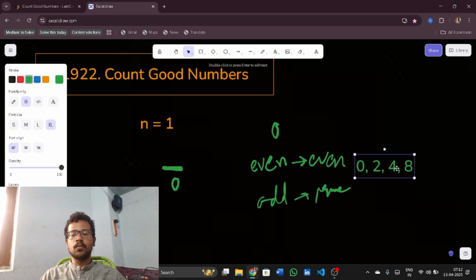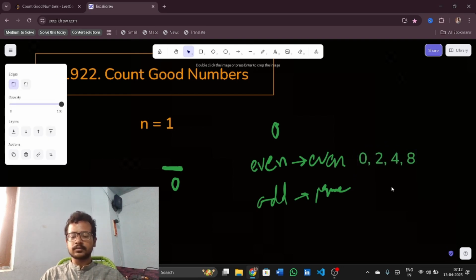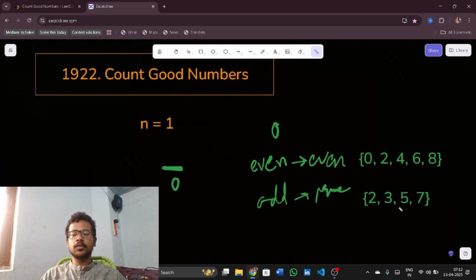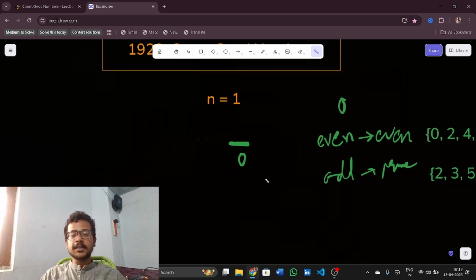Now, let us see what the prime numbers are: 2, 3, 5, and 7. Sorry, I had missed 6 in the even numbers. So these are even numbers and these are prime numbers. The primes need to be placed at the odd indices, and the even digits at the even indices. And as they said, we can also place leading zeros.